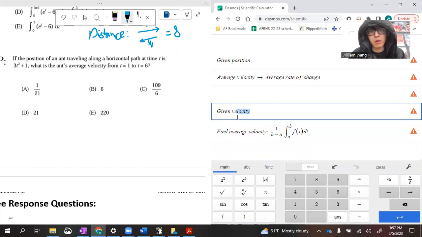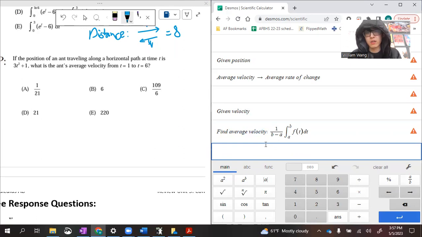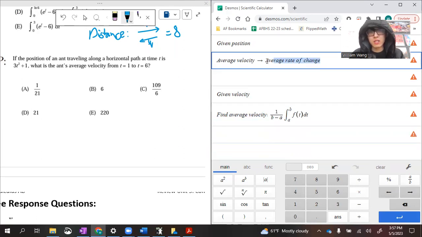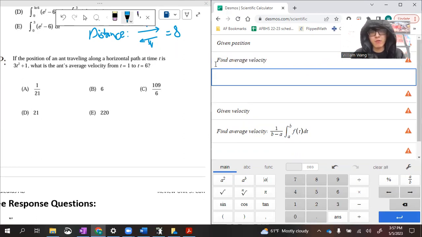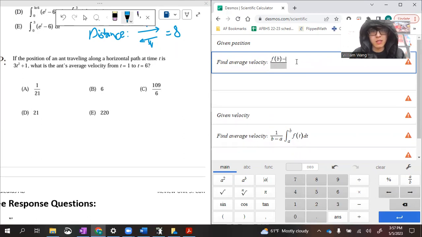But that's because these are the same equation. I'm given velocity, and I want to find my average of that velocity, average of that equation. But since I'm given position, and I want to find average velocity, then I do my average rate of change formula. So that is going to be f of b minus f of a over b minus a.